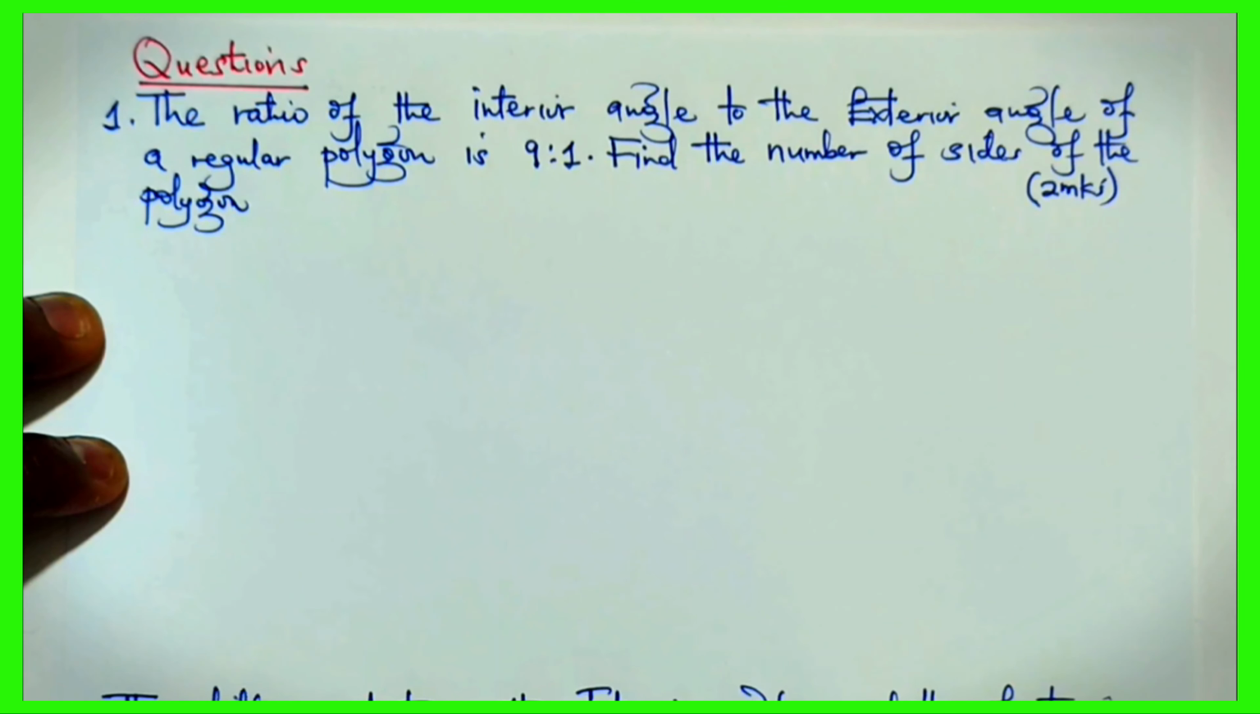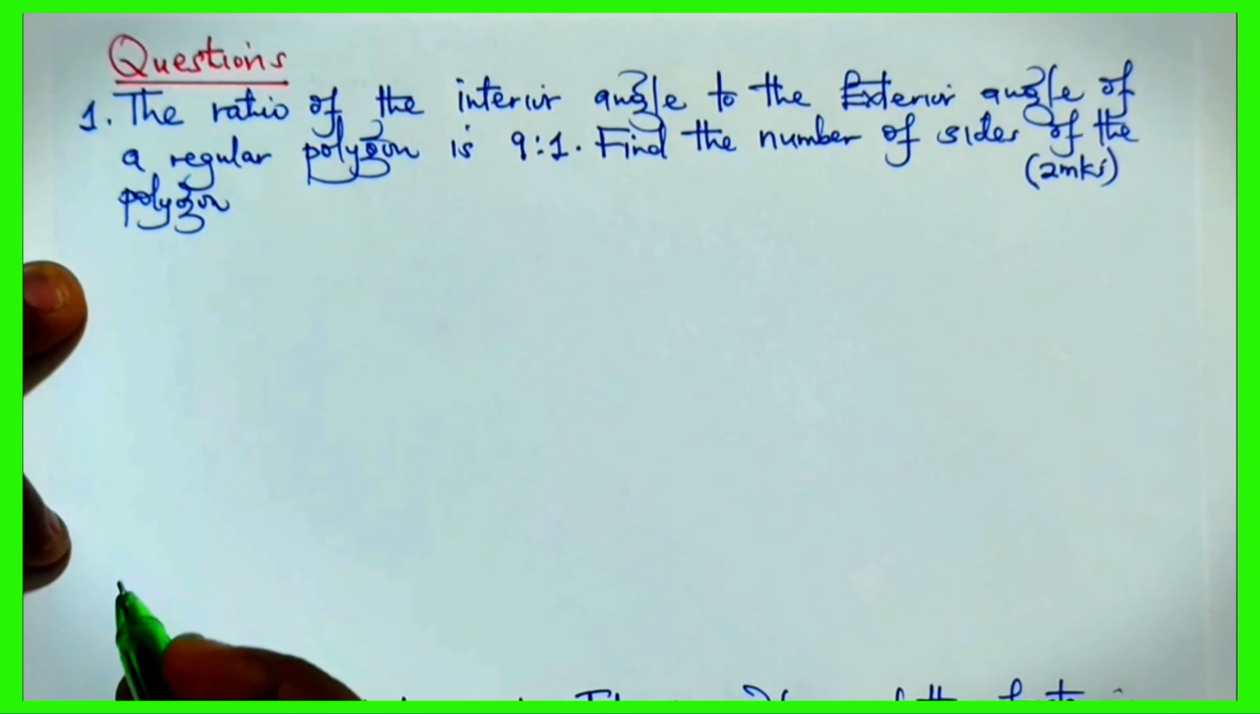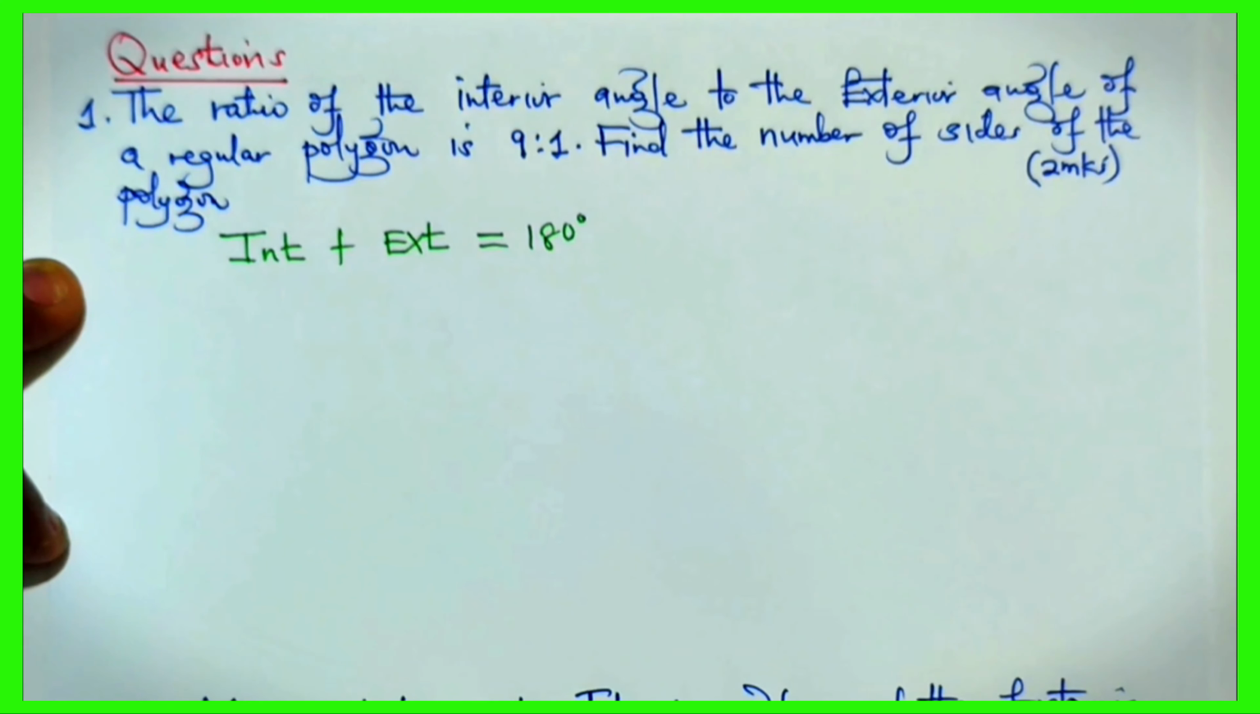Let's consider the following questions. Number 1. The ratio of the interior angle to the exterior angle of a regular polygon is 9:1. Find the number of sides of the polygon. 2 marks. Solution. In this question, we are going to rely on the first law, which says that interior angle plus exterior angle will be equal to 180 degrees.